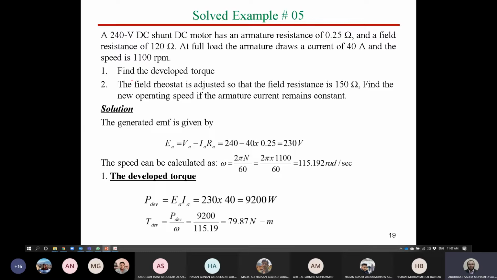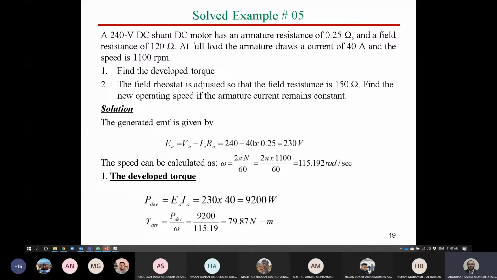Find the developed torque. So simply, we have the value of current, we have the value of speed. So this means we have the data of one operating point. So simply, we can calculate the value of flux constant or motor constant, and based on that, we can calculate the torque. This is a method. Another method is to calculate the power and use the speed in order to obtain the torque, and both are equivalent.